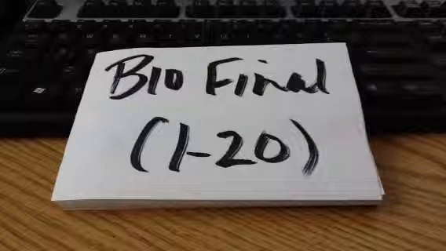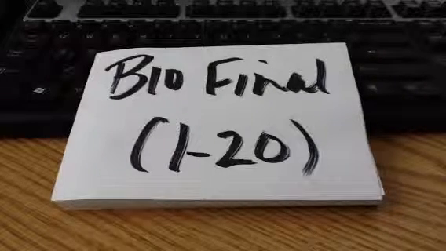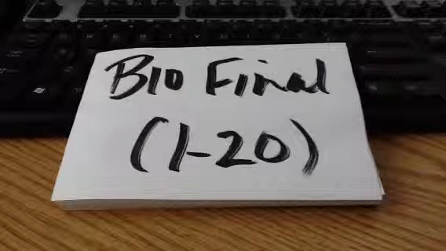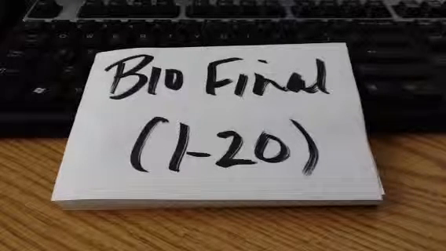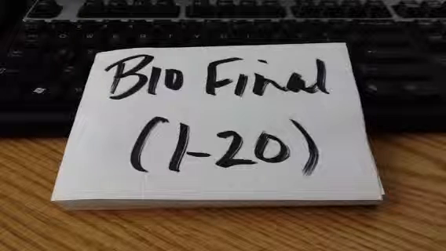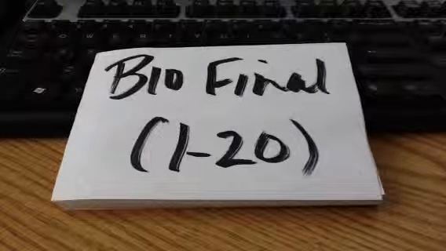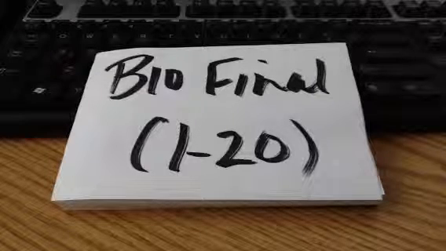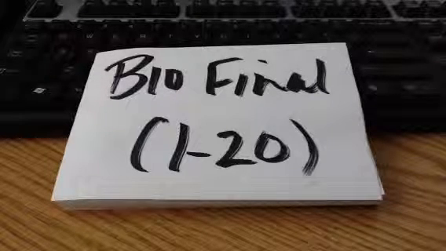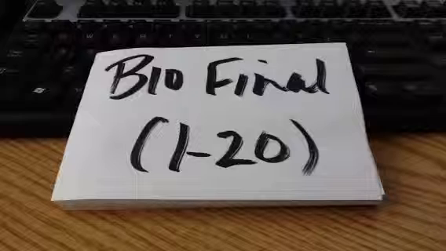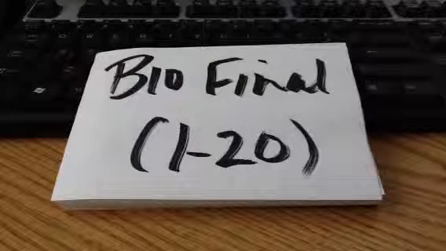Number 2. The complete list of biological elements includes carbon, hydrogen, oxygen; carbon, hydrogen, oxygen, and nitrogen; carbon, hydrogen, oxygen, nitrogen, and phosphorus; carbon, hydrogen, oxygen, nitrogen, phosphorus, and sulfur.